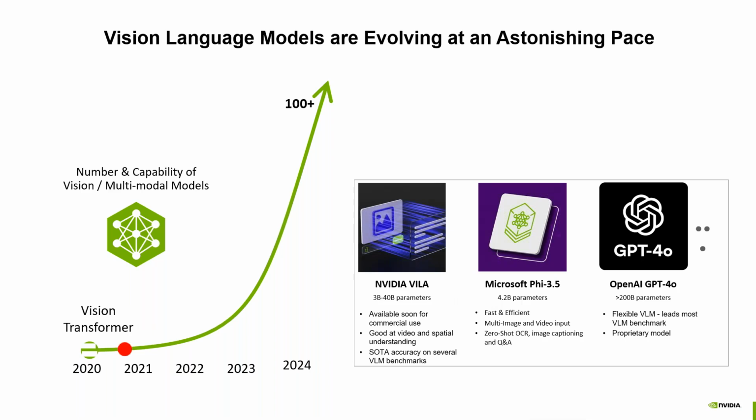Here I'm just showing a few examples of some of the models. Firstly, we have a model called VILA that is provided by NVIDIA. It's a model that is scalable from a fairly small size of 3 billion parameters, but all the way up to 40 billion parameters. This model is very good at video understanding, and currently it's available as a preview, but it will soon be available to download and fine-tune and customize for various tasks.